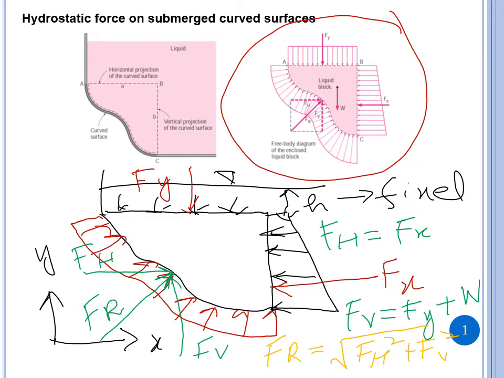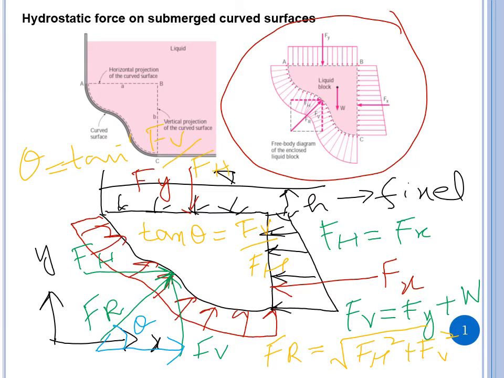What about the angle? For angle, like this FH, I can just plot it here, and this is going to be the angle theta. So this angle theta you can find out from tangent theta equals FV over FH. So theta is basically equal to tangent inverse of FV over FH. I hope it is clear to you.